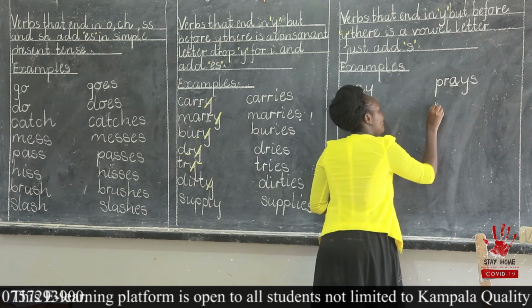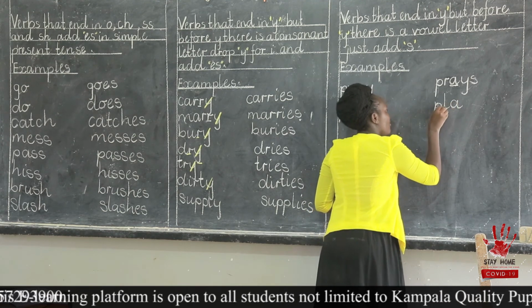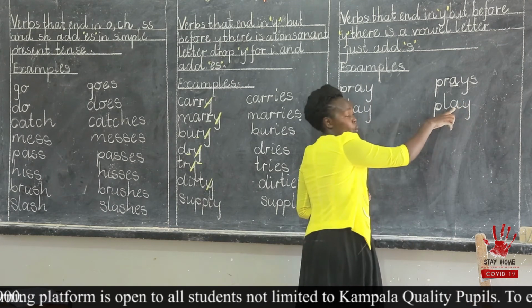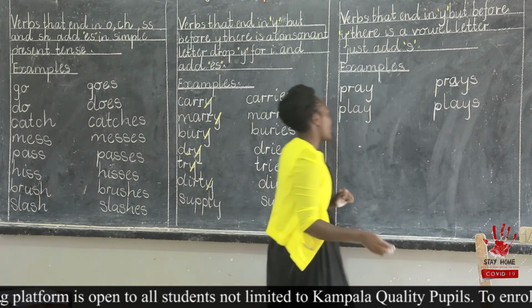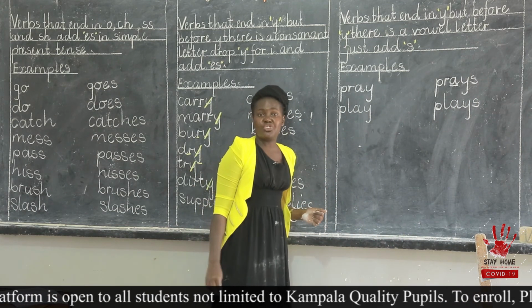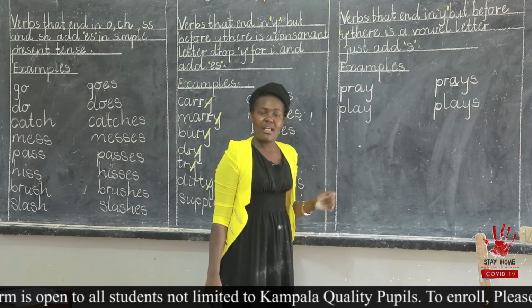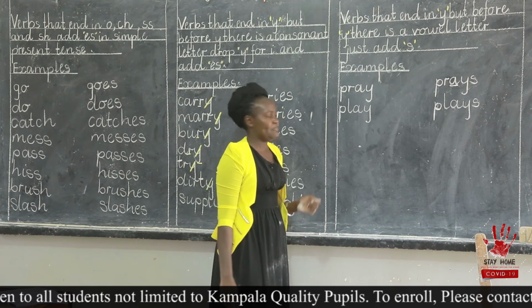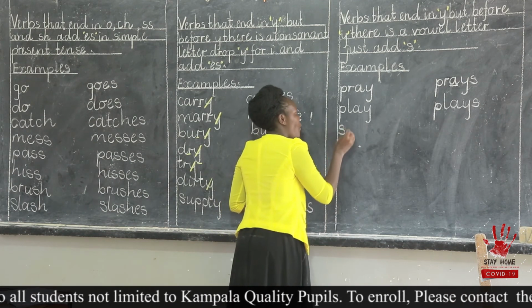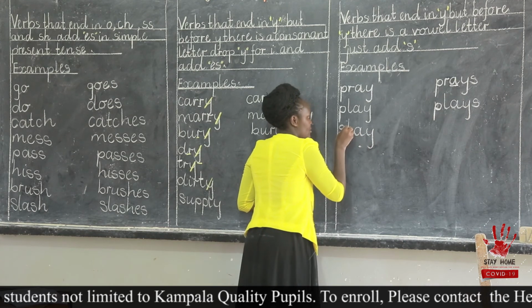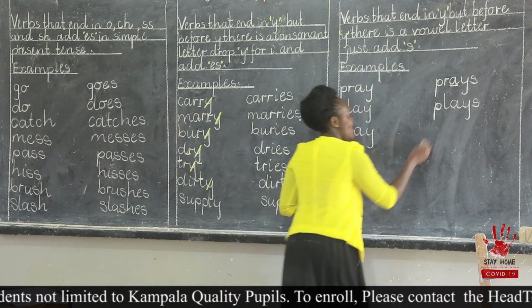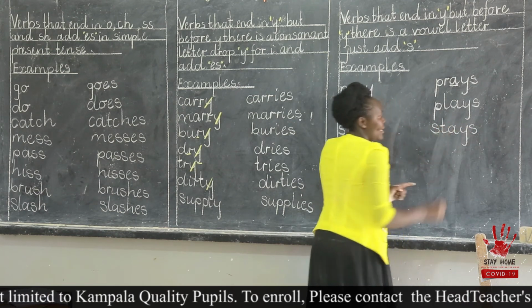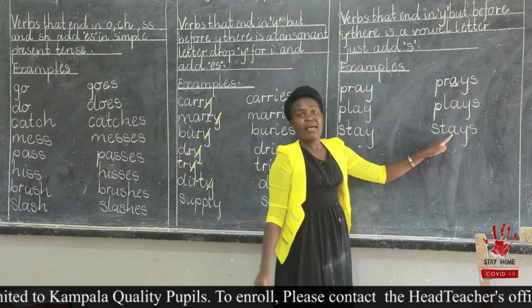So when it comes to play, we shall do the same. We add only S. Why? There is a vowel letter before Y. So we simply add S to come up with plays. Little children play every day. The child plays every evening, you can see. Let's continue. We have the verb stay. He stays in a small hut. We shall only add S because of the vowel letter before Y.